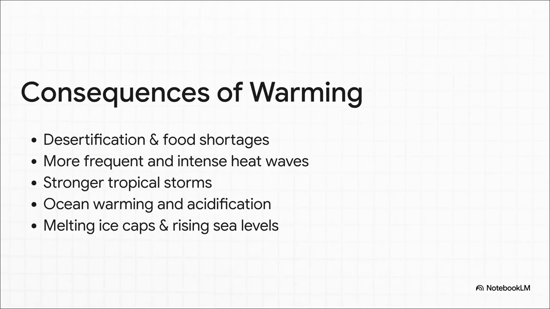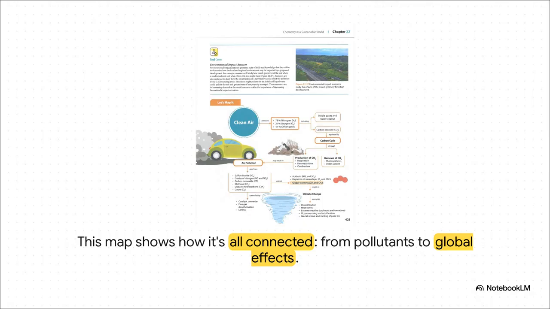So what does all this extra heat actually mean for us? The consequences are huge. We're talking about deserts getting bigger, more intense heat waves, and stronger storms. But a couple of big ones to think about are the oceans getting more acidic and, of course, the ice caps melting. When that ice melts, sea levels rise, and that's a direct threat to coastal cities all over the world, including Singapore. And the main thing to realize is that this is all connected.